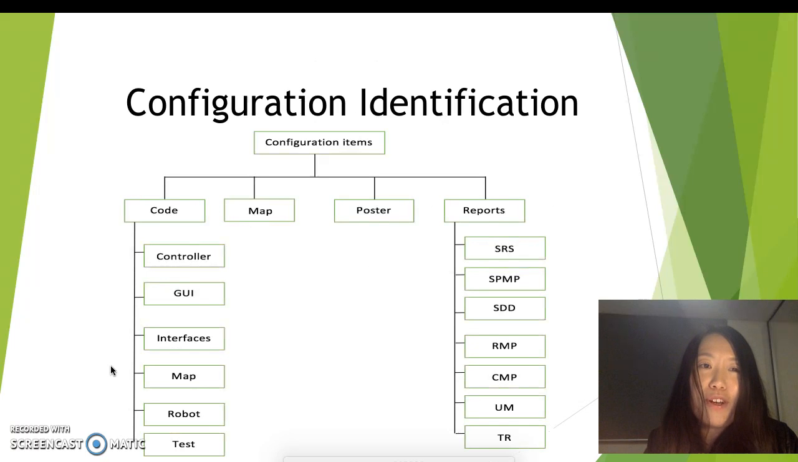The second part will be configuration identification. We have four main configuration items: the code, the map, the poster, and the reports. In code, we have controller, GUI interfaces, map, robot, and test. As to the reports, we separated them into SRS, SPMP, SDD, RMP, CMP, UM, and TR.